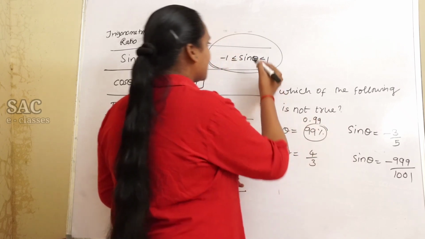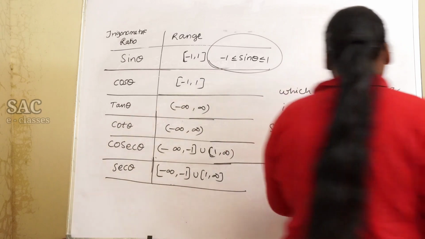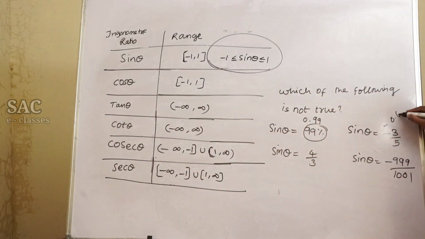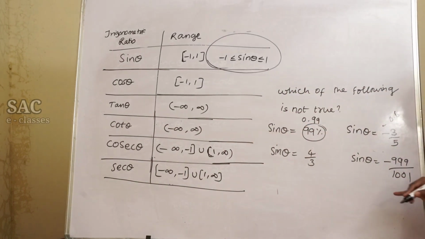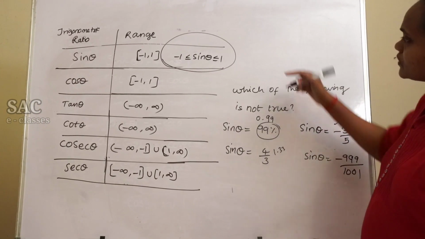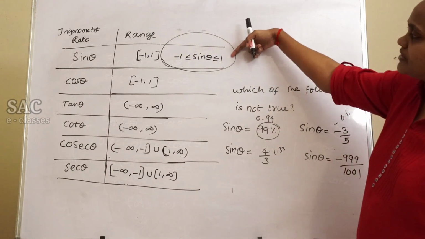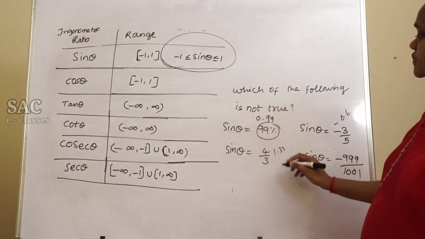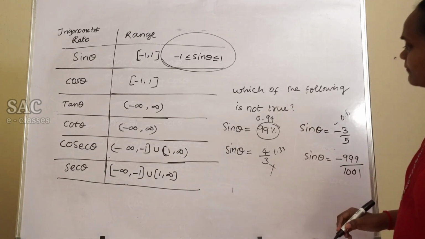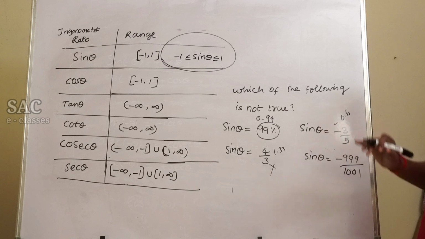0.9 is less than 1, yes it is possible. Sin theta equal to -3/5, nothing but -0.6, that is also possible. 4/3, which is around 1.33. I told you that sin varies from -1 to 1, which means it cannot be more than 1. So sin equal to 4/3 is not possible. There is no solution for that.